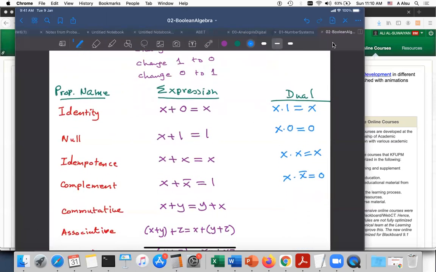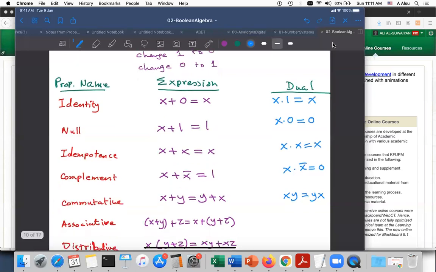Okay, so what about commutativity? Commutativity means that if you have x or y, then it is the same as y or x, and the dual of that is x ANDed with y is the same as y ANDed with x.